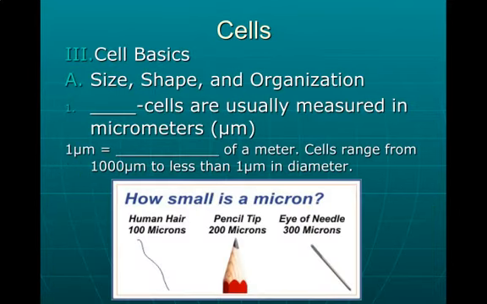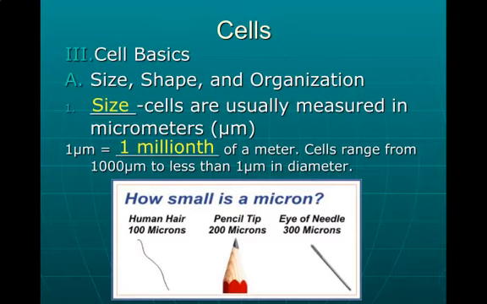Now, just some cell basics. The size, the shape, and the organization of the cells. First off, the size. Cells are usually measured in what's called micrometers, whichever way you want to say it. And it's got that funny little symbol there that kind of looks like a messed up P/U and an M. Okay, 1 micrometer is 1/1,000,000th of a meter. So cells range from anywhere from 1,000 micrometers to less than 1.